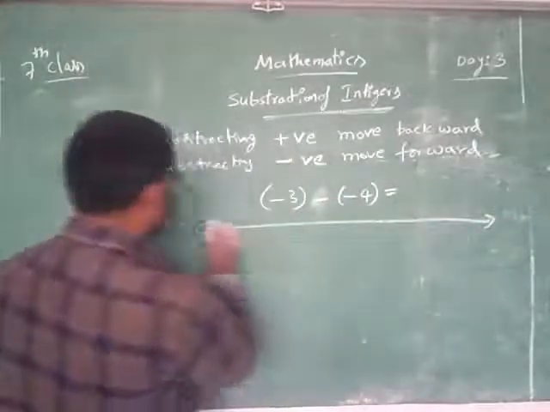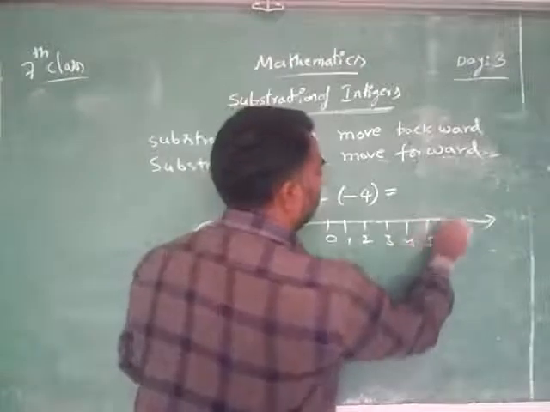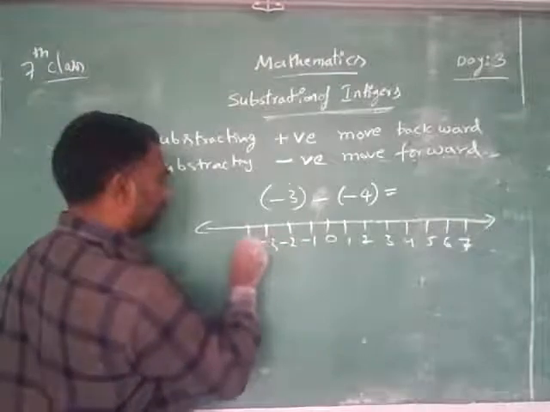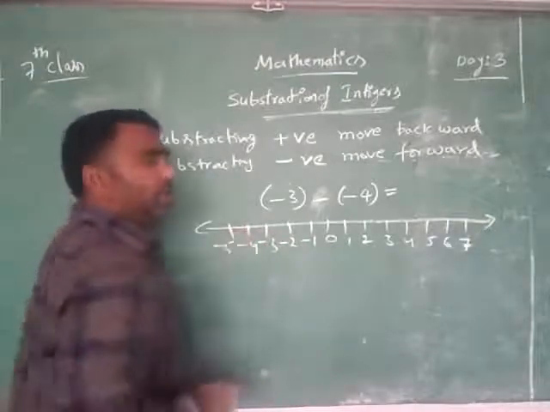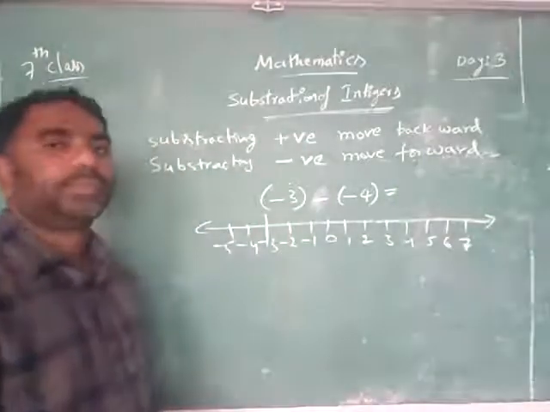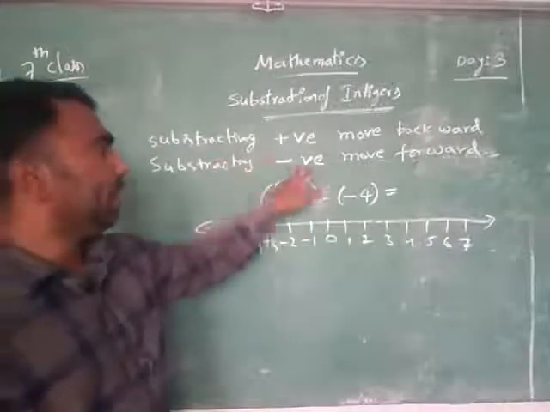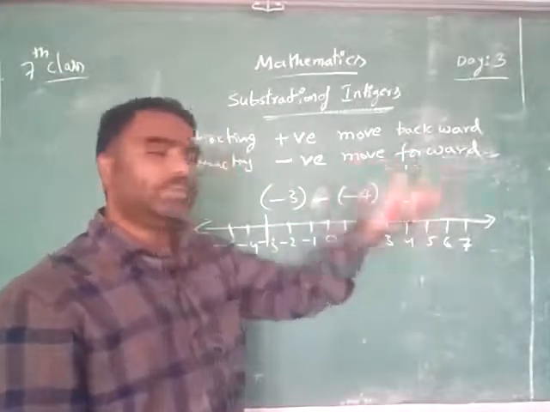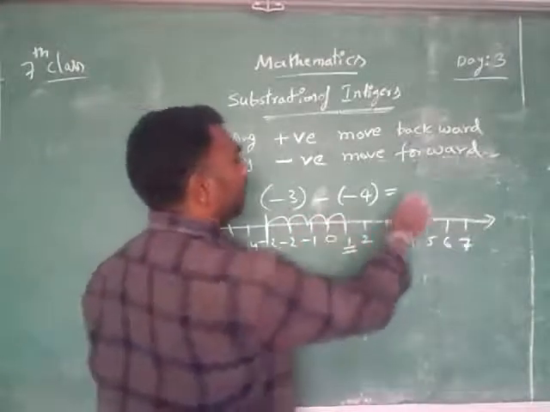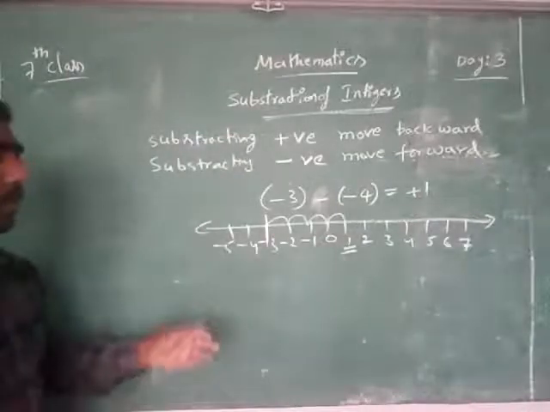So draw the number line. Left hand side, negative numbers. So where is the first number? It is minus 3. Keep the hand at minus 3. So subtracting negative, move forward, 4 steps forward. So 1, 2, 3, 4. The answer will be plus 1.